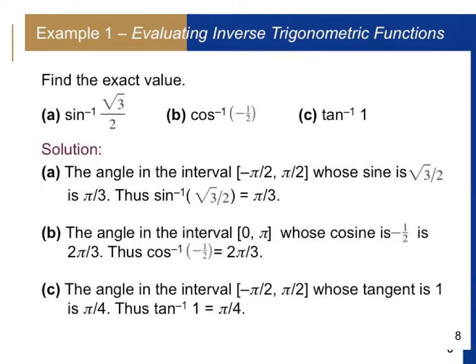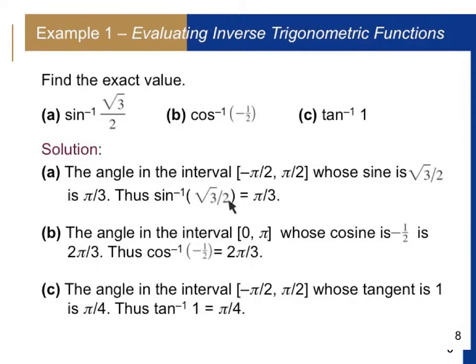So let's look at some examples. First, inverse sine of square root of 3 over 2. Now, we're saying the sine of our angle is equal to square root of 3 over 2, and we want to find the angle between minus pi over 2 and plus pi over 2 where that happens. So the angle in the interval minus pi over 2 to plus pi over 2, whose sine is square root of 3 over 2. And that, in this case, is pi over 3.